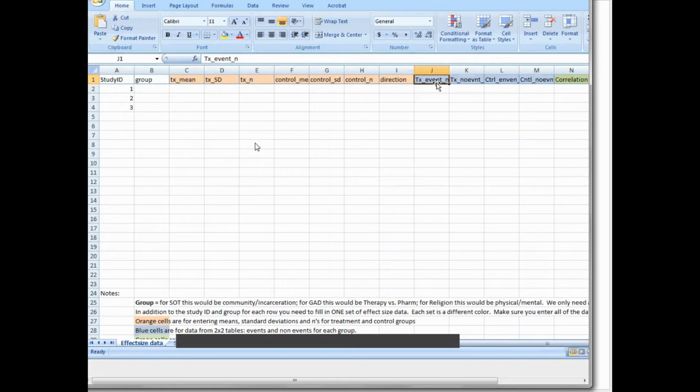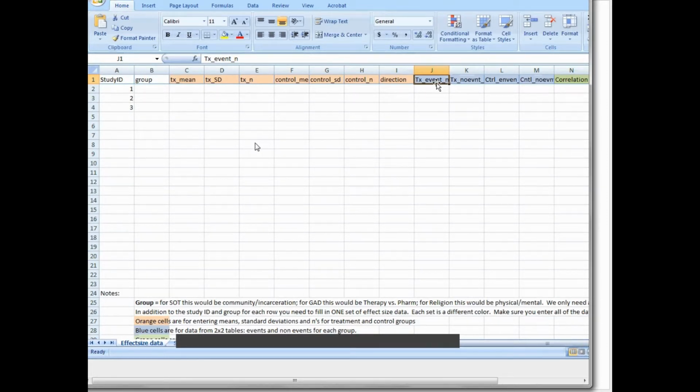So did they or they didn't, for each one of your groups. The last set of effect size data I put in here were for a correlation. We need the value of the correlation, so 0.63, the n size associated with it, and the direction.